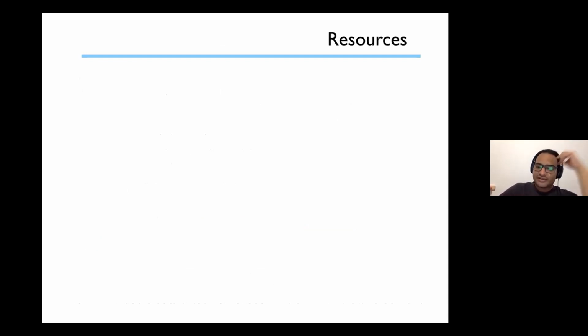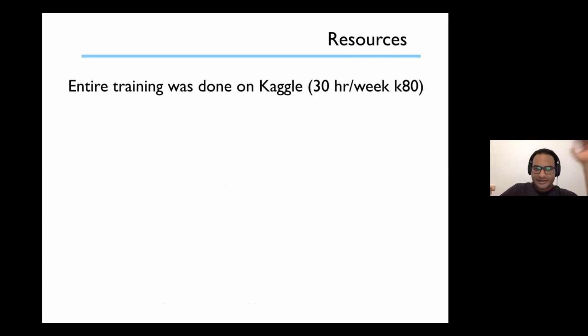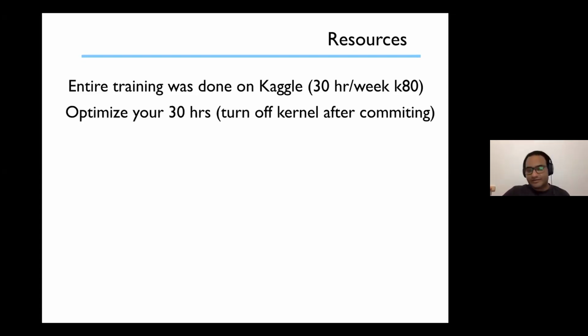So resources, I'll just quickly go over. I'll summarize very quickly, in a few minutes. The resources are very important for a Kaggle competition. This particular competition was useful, or easy in a way, because the entire training was done on Kaggle. Kaggle gives you 30 hours per week and you have a K80 GPU, and that was sufficient for this.